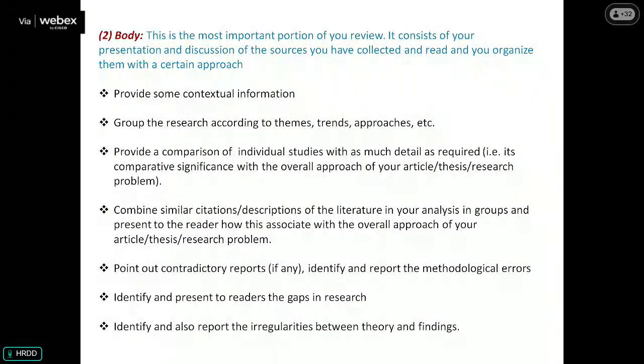Then the important part is to combine similar citations and descriptions of the literature in your analysis in groups, and present to the reader how this associates with the overall approach of your article, thesis or research problem. Say, so what? Suppose we are presenting, as I told you, nickel-Mo alloy, which we were working on. Somebody will be working on the modification in synthesis methods of these alloys. Somebody will work on how to control the particle size of this alloy.